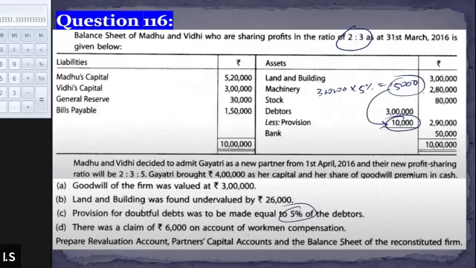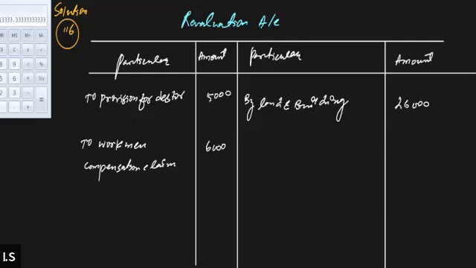Okay, one thing in the balance sheet is given as general reserve on the liability side. Everybody is able to see that. And there is no adjustment entry given in the question regarding the general reserve. That means general reserve will be distributed among the partners in the old profit sharing ratio. We'll discuss that later. This is not related to the revaluation account, so we can ignore this point for the time being. Let's just find out the profit under the revaluation account.